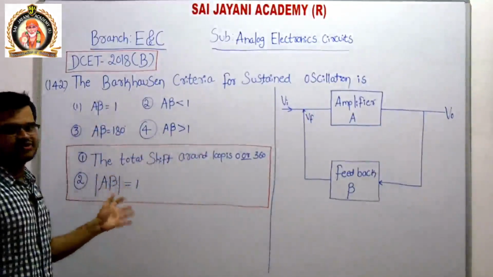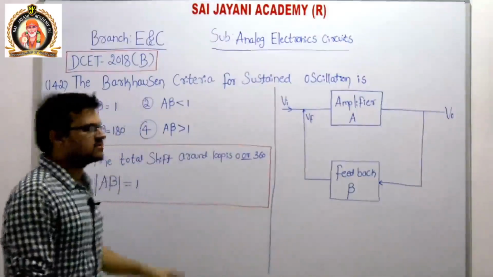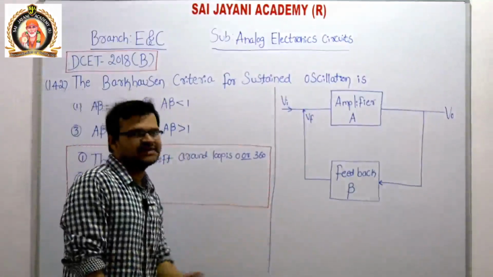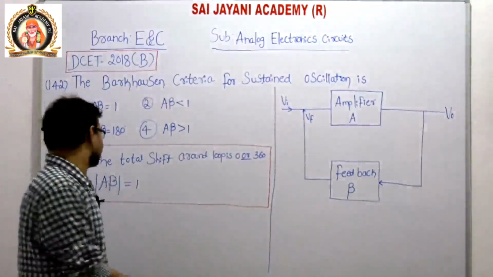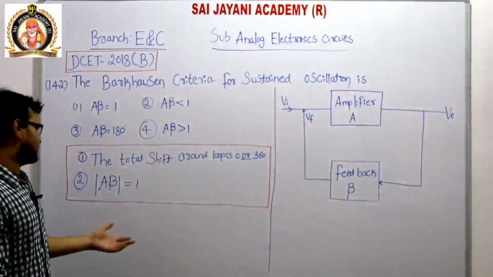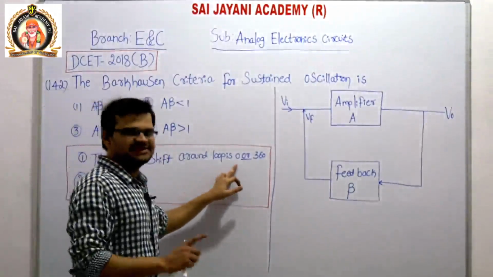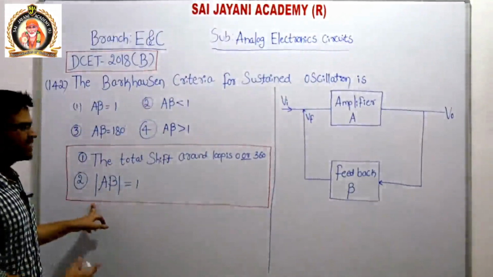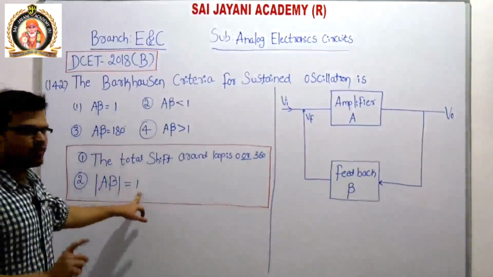Before going to solve this question, first we have to know the Barkhausen criterion. If the Barkhausen criterion is satisfied, then the circuit acts as an oscillator circuit. That means it produces oscillations. It tells us that the first condition is that the total phase shift around the loop is 0 degrees or 360 degrees, and the second condition is that the magnitude of the amplifier gain and the feedback gain is equal to 1.